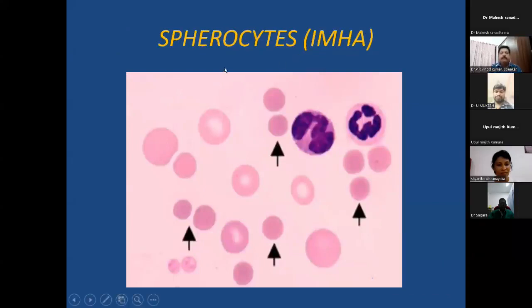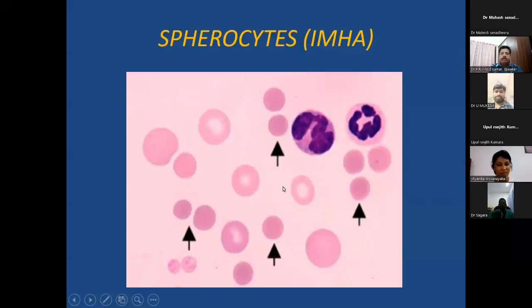Then spherocytes. This is very important. Presence of more than two spherocytes in an erythrolytic animal or the erythrolytic blood smear. If you look at the blood smear, these are all spherocytes. Just like a sphere, there is no central pallor. Here you can see a normal erythrocyte with a central pallor. This is not a normal erythrocyte because the central pallor is large, and so that itself shows that it is anemic.